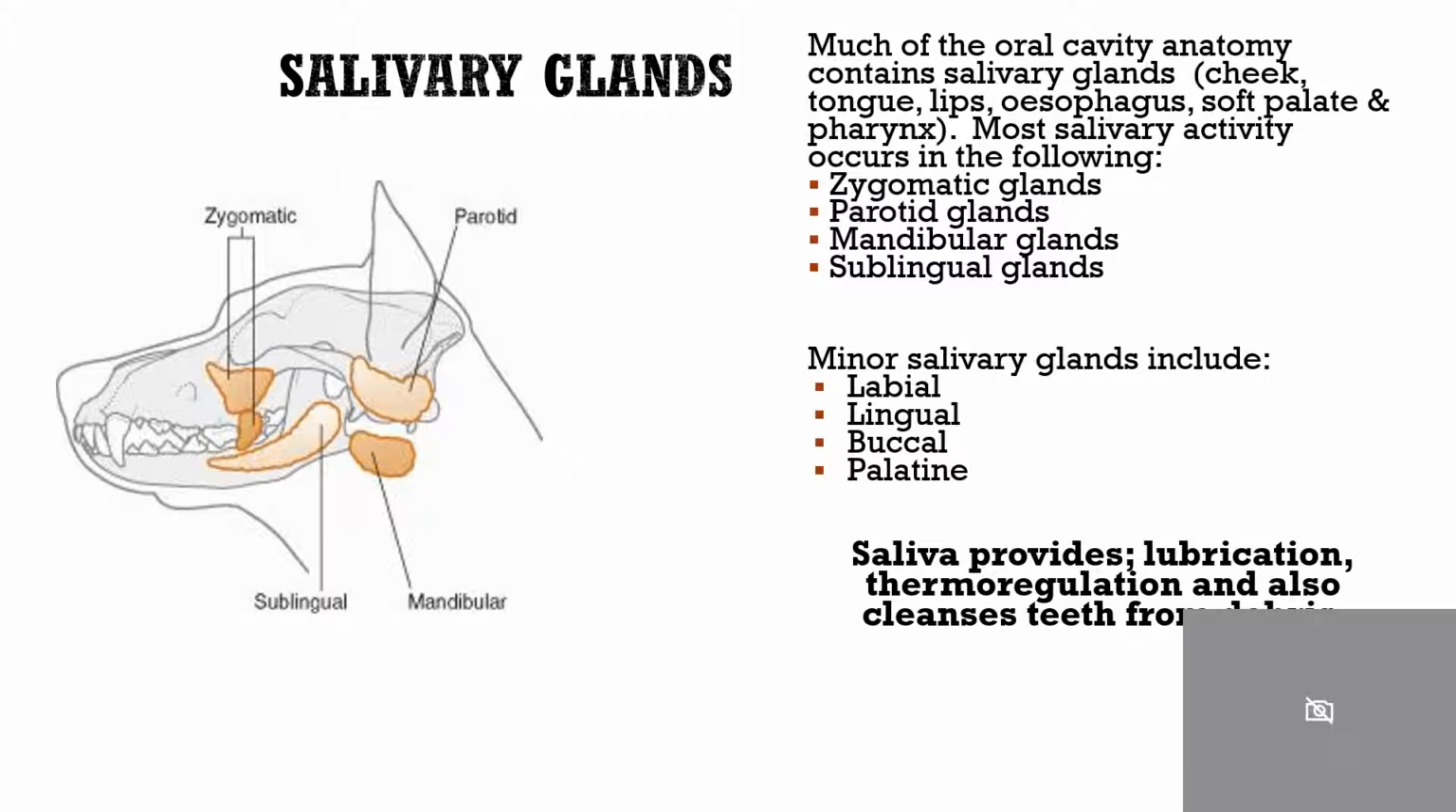The salivary glands. So much of the oral cavity anatomy contains salivary glands within the cheeks, the tongue, the lips, esophagus, soft palate and pharynx. Most salivary activity occurs in the following: the zygomatic glands, the parotid glands, the mandibular glands and the sublingual glands, and these are depicted to you on the image to the left. We also have some minor salivary glands. These include the labial, the lingual, the buccal and the palatine. The saliva provides lubrication, thermoregulation, and also helps to cleanse debris from the teeth.